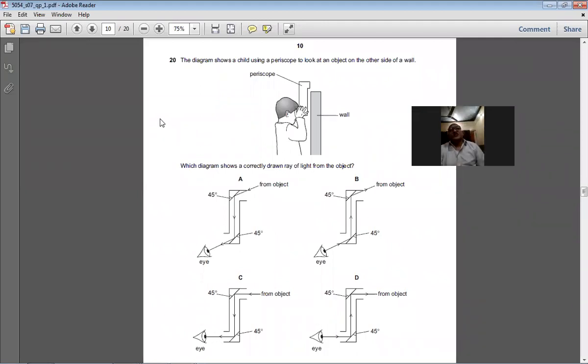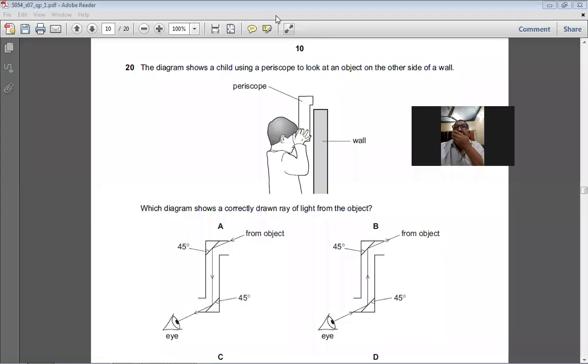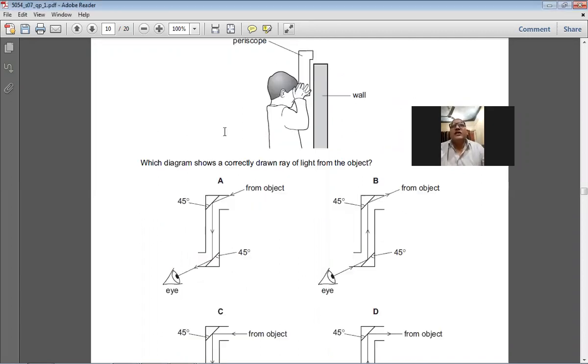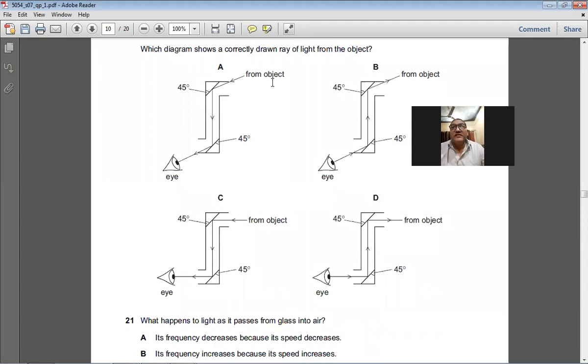The diagram shows a child using a periscope to look at an object on the other side of a wall. Which diagram shows a correctly drawn ray of light from the object? So the light should come from the object, and then the light should go into the human eye, the observer's eye.